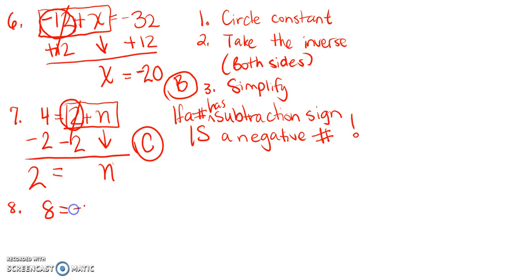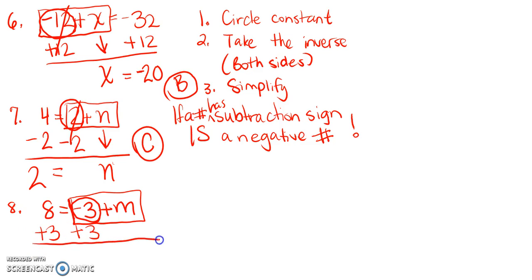Listen to my voice. So I got 8 equals negative 3 plus m. Okay, I'm dealing with this side. Again, this side has my variable on it. I'm going to circle my constant. My constant here is negative 3, so I'm going to take the inverse on both sides. I'm going to add 3 to both sides. What you do on one side, you have to do on the other side. That crosses out, and I bring down my m and my equal sign. 8 plus 3 equals 11, and that, my friend, is D as in dog.